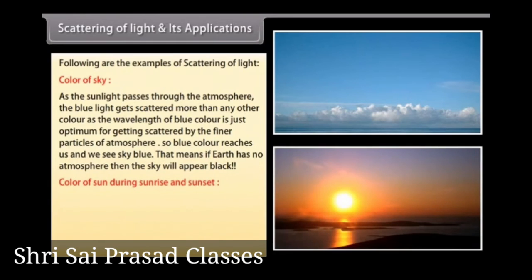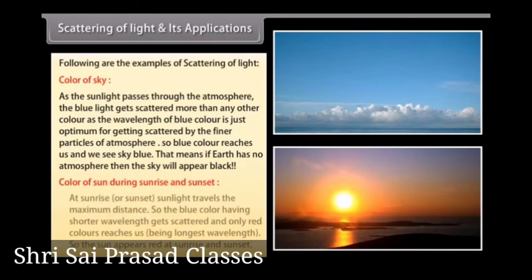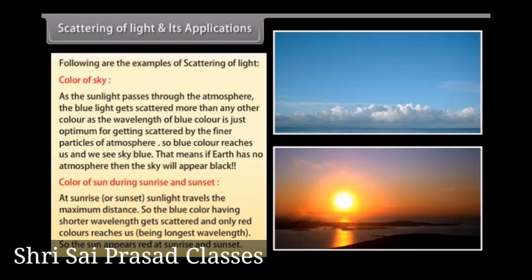Color of the sun during sunrise and sunset. At sunrise or sunset, sunlight travels the maximum distance. So the blue color, having a shorter wavelength, gets scattered and only red color reaches us, being the longest wavelength. So the sun appears red at sunrise and sunset.